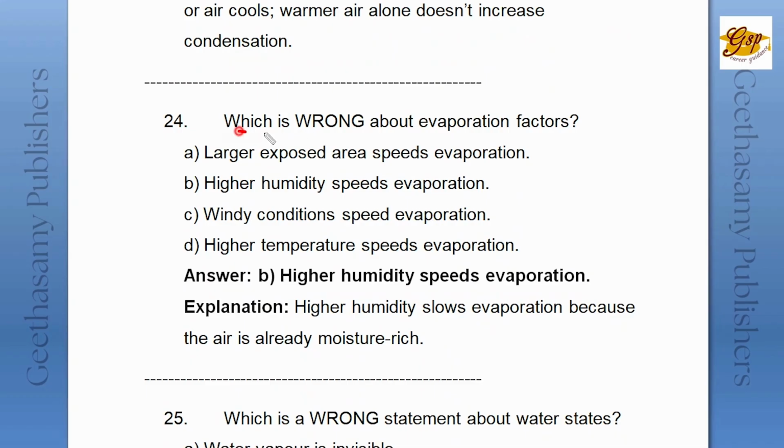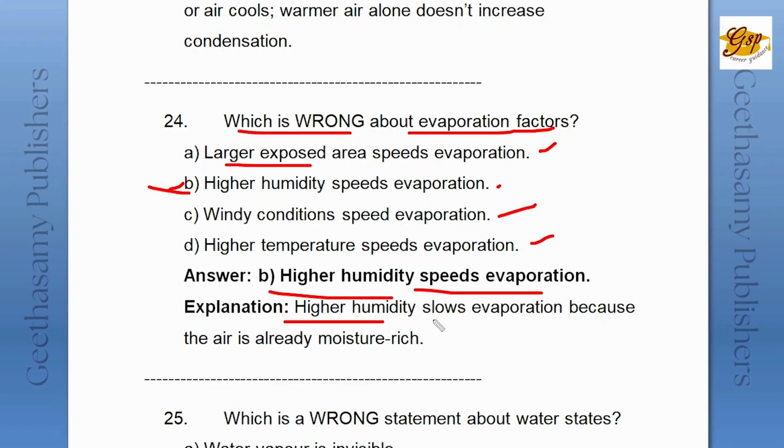24th question, which is wrong about the evaporation factors? Larger exposed area speeds up evaporation. Higher humidity speeds up evaporation. Windy conditions speed up evaporation. Higher temperature speeds up evaporation. So B is wrong, that is, higher humidity speeds up evaporation. Higher humidity slows evaporation because the air is already moisture rich.